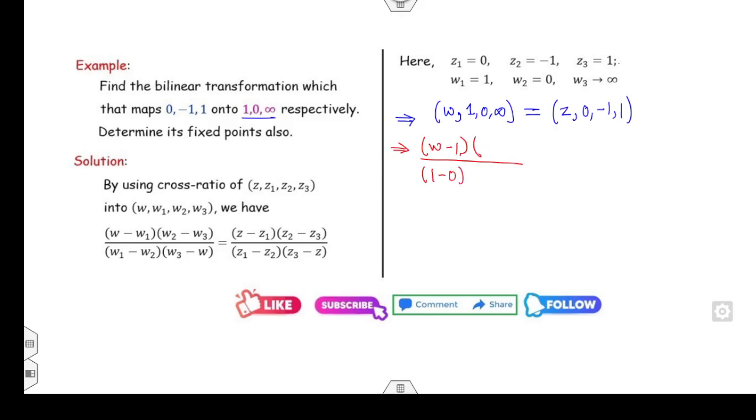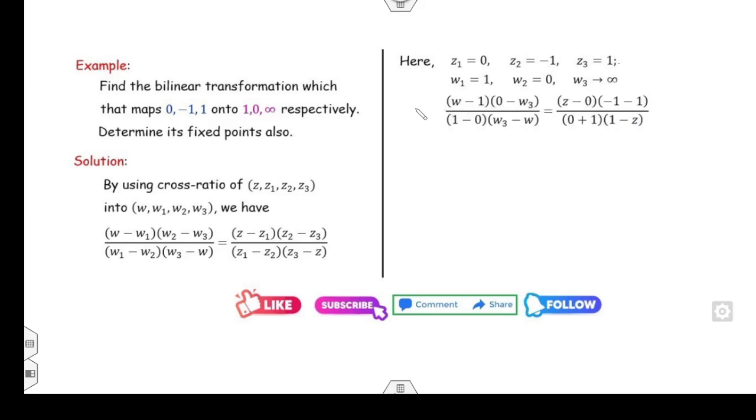Now because it's infinity, I can take it as a limit. Already W is given, so I can write this number as W1 or as W3. So it is W3 approaches infinity: 0 minus W3 over W3 minus W. There is no infinity on the other side, so we can write this as Z minus 0 and so on. So I can take the limit as W3 approaches infinity.